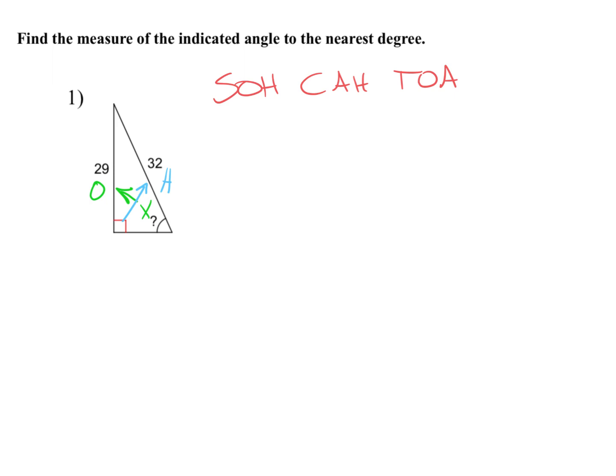So what two letters do I have that they gave me the side lengths for? O and H. So am I going to use SOH, CAH, or TOA? SOH, because it's got O and H in it. And what does the S stand for? Sine. So we're going to do sine. And since we're looking for an angle now instead of a side measure, I'm going to do sine inverse. What's the ratio for sine? What over what? Opposite over hypotenuse. And it's equal to our angle, or theta.